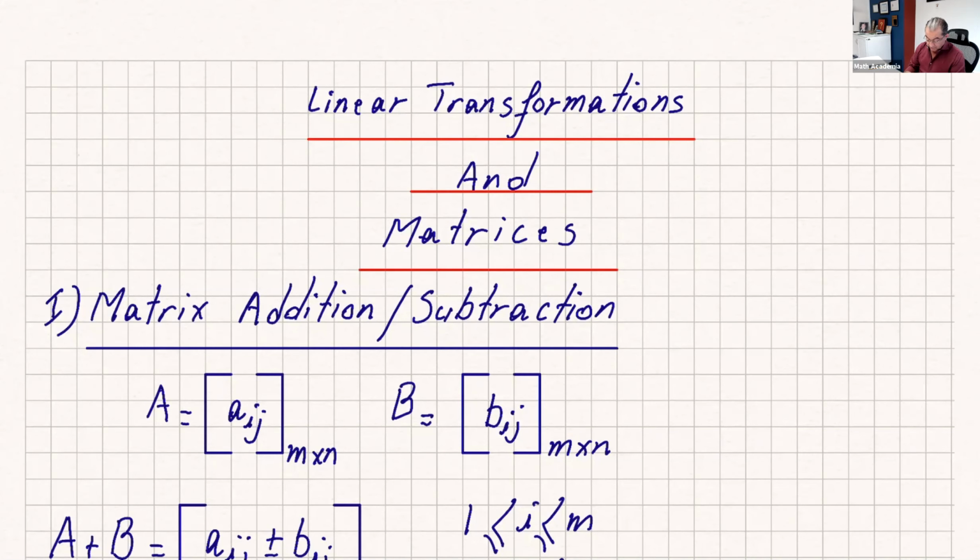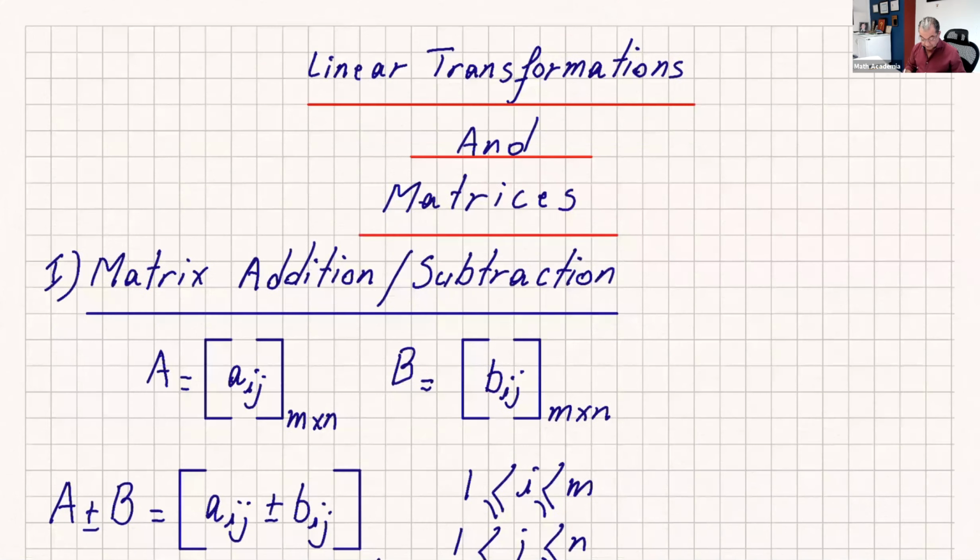Hi and welcome everyone. In this lecture, I want to go over linear transformations and matrices and see how they're related to each other. As we talked about in our last lectures, we said that a linear transformation always involves a matrix. So let's start.